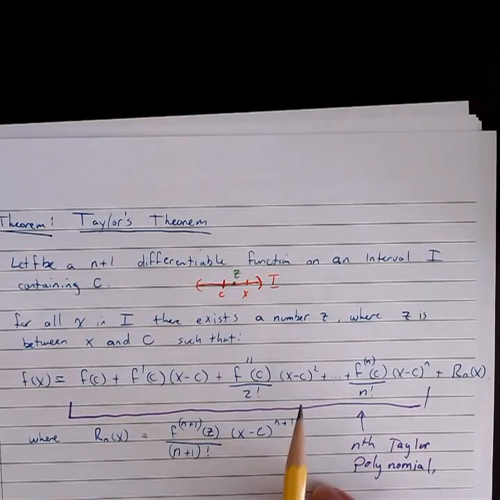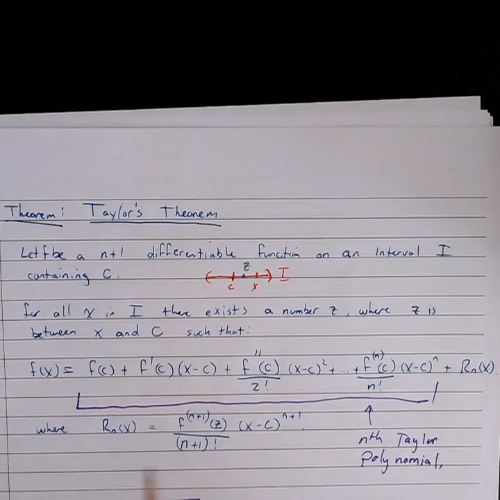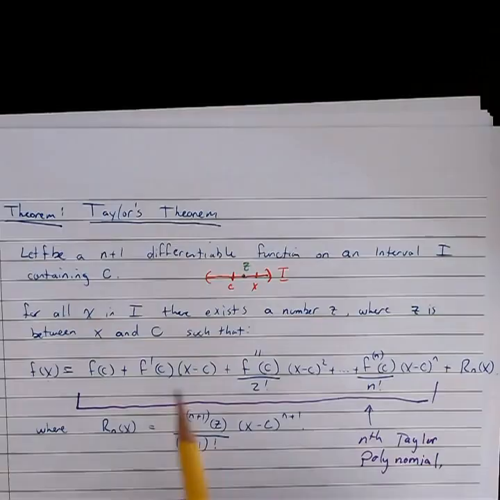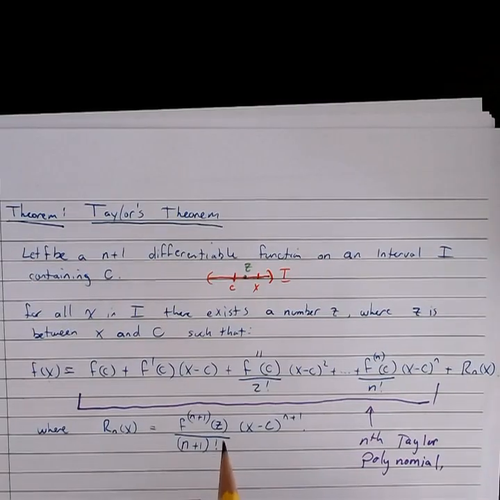Now, you say, well, how do I find this? How do I find that z? We're not going to worry about that. If this was a class in numerical analysis, or computer science, if we were trying to program a computer to estimate values computationally, this would take center stage. We would want to figure out what this remainder is and use it to figure out when we get an approximation that is good enough.